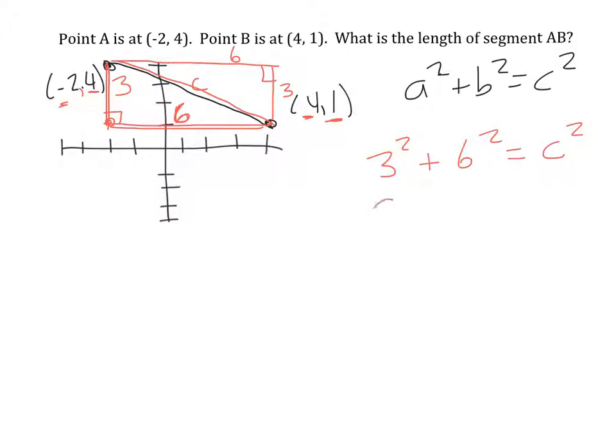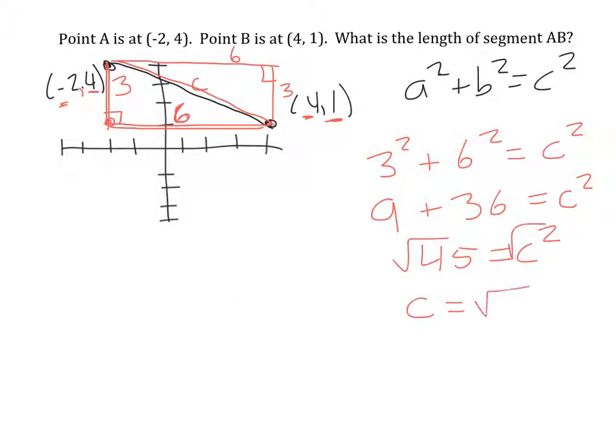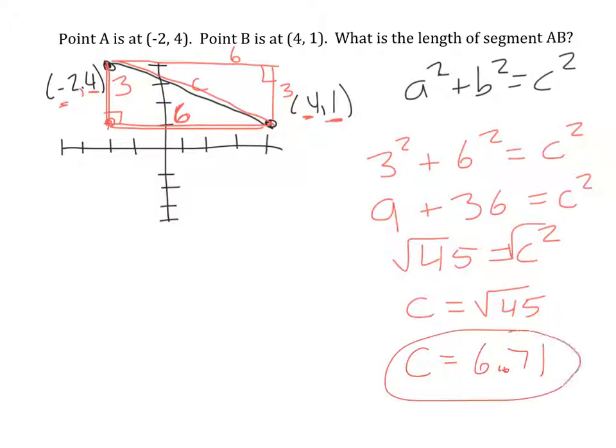So 3 squared is 9, and 6 squared is 36. So my length C, so 9 plus 36 is 45. So the distance between these 2 points is, I'm going to take the square root of both sides to get C. C will be the square root of 45. And if I'd like to convert that to a decimal, in this case I would use a calculator, I would get the length of C is about 6.71. But in either case, that's sort of how it checks out.